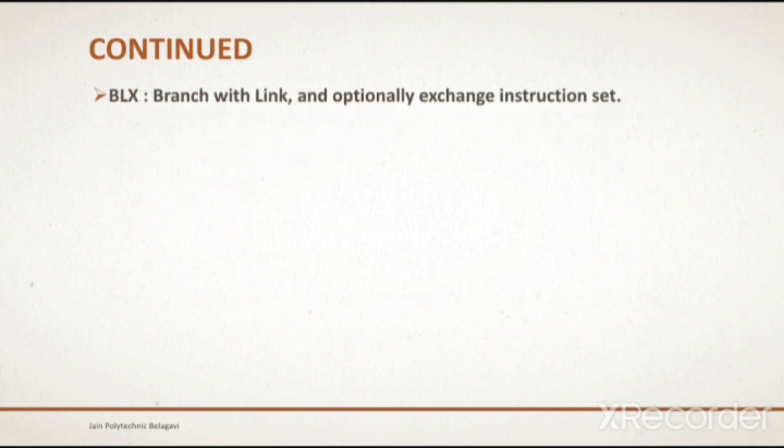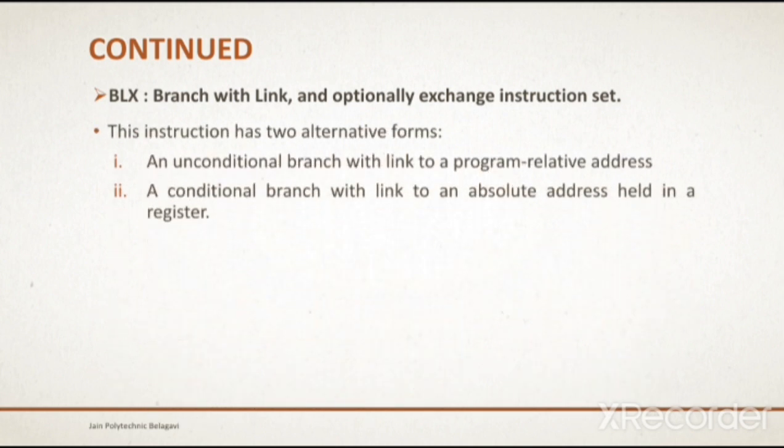The next instruction is BLX, that is branch with link and optionally exchange instruction set. This instruction has 2 alternative forms: an unconditional branch with link to a program-relative address, and a conditional branch with link to an absolute address held in a register. The syntax for which is shown.